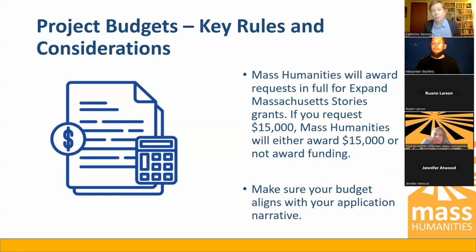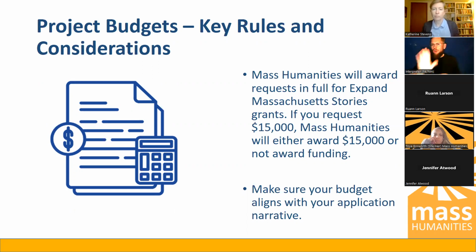Mass Humanities will award requests in full for Expand Massachusetts Stories grants. So what that means is that if you request $15,000 from Mass Humanities, we will either award $15,000 or not award funding. Right? So just make sure then that your budget aligns with your application narrative, so that costs that are in your budget clearly relate to work, activities, or final deliverables that are explained in your narrative.